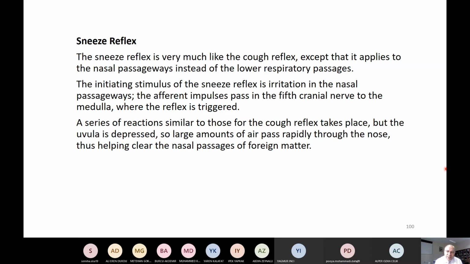The afferent impulses pass in the fifth cranial nerve, nervus trigeminus, to the medulla where the reflex is triggered. A series of reactions similar to those for the coughing reflex takes place, but the uvula is depressed, so large amounts of air pass rapidly through the nose, thus helping to clear nasal passages of foreign matter.